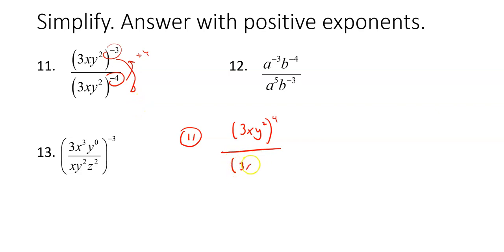So I end up with a 3xy squared to the 3rd. Well, now I have 4 of the same term on top. I've got 3 of the same term on the bottom. So 3 of them will cancel top and bottom, and I'm left with a 3xy squared to the first, but I don't have to write to the first power.